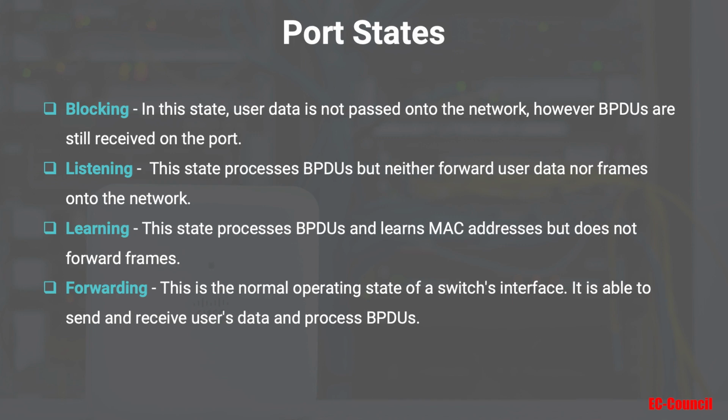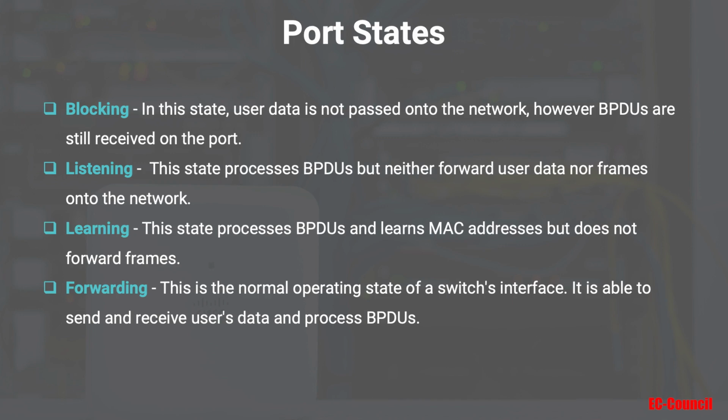Have you ever noticed that whenever you boot up a Cisco switch, it does not immediately forward your data from one device to another device? Simply because in spanning tree, it has to go through all these port states from blocking to a forwarding state. So with blocking, it does not forward your traffic, but it still is able to receive BPDUs on this interface.